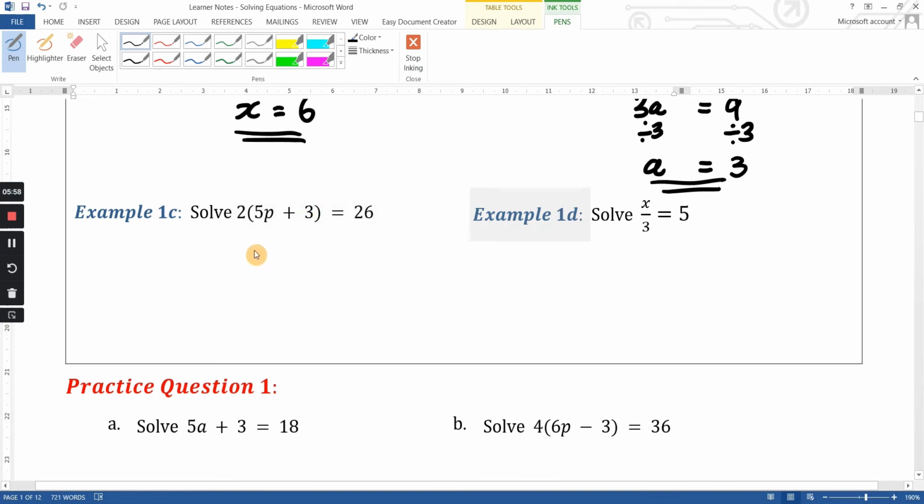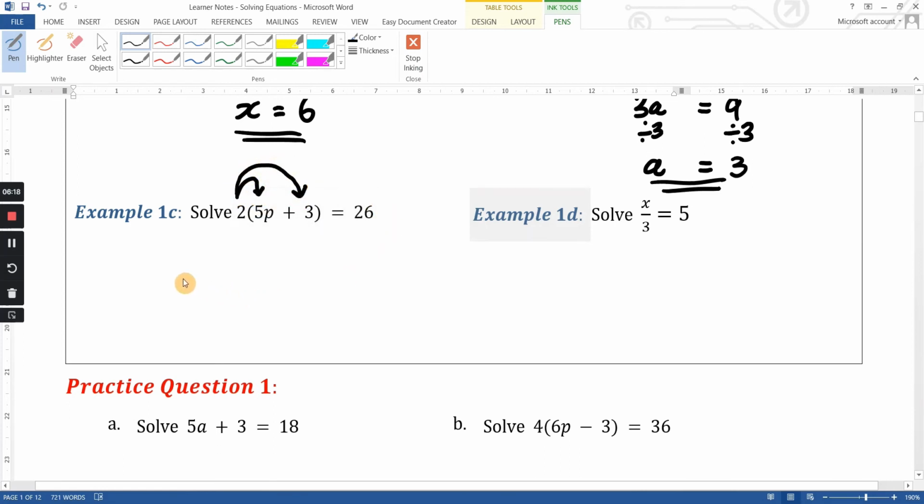1c. So we've got 2 brackets 5p plus 3 equal to 26. There's a couple of ways you could do this one. One way is you could get rid of the brackets, because obviously this 2 is multiplying that and it's multiplying that.